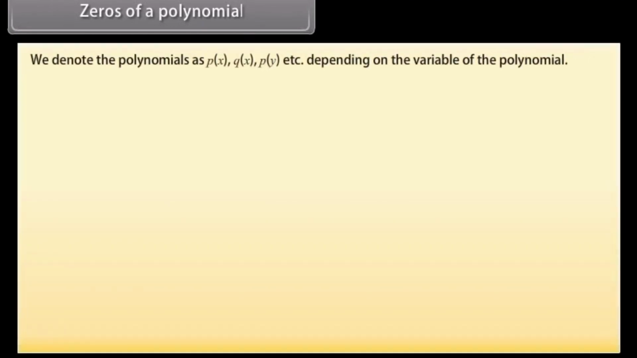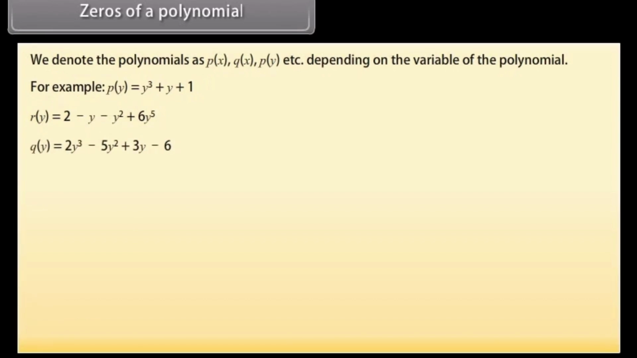Zeros of polynomial. We denote the polynomials as p(x), q(x), p(y), etc., depending on the variable of the polynomial. For example, p(y) is equal to y cubed plus y plus 1. r(y) is equal to 2 minus y squared plus 6y raised to the power 5.